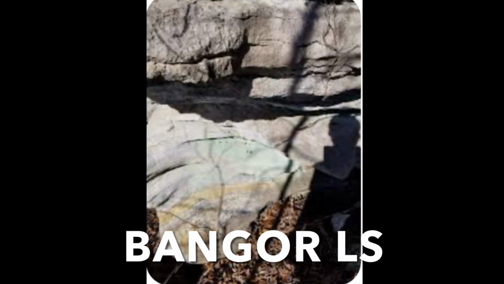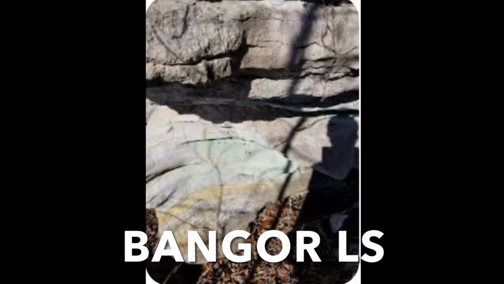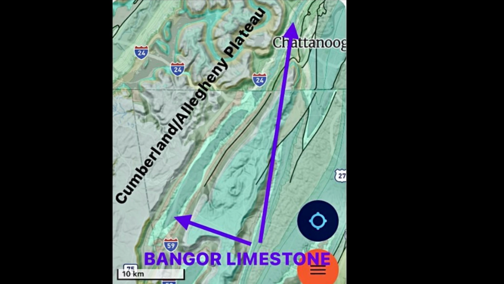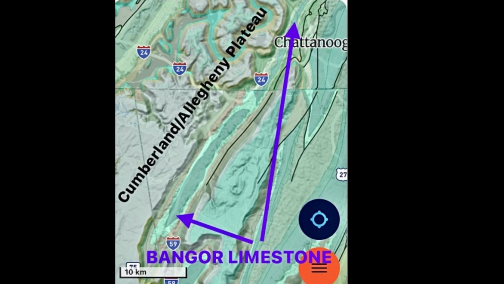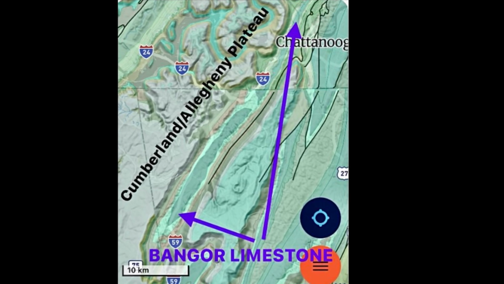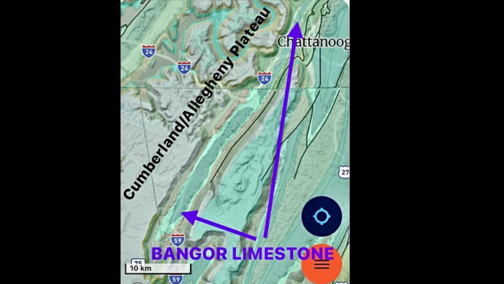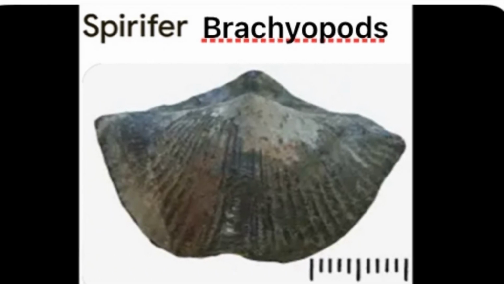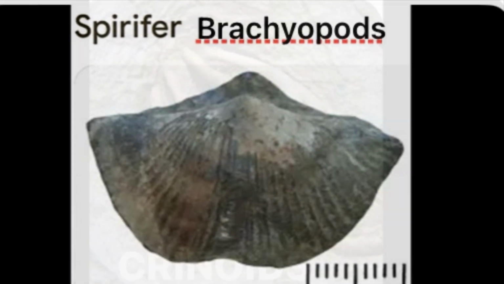I find very little chert in this. And this map just shows you where you can find the Bangor limestone at the base of the Cumberland Plateau in Georgia. Mississippian period fossils for your viewing enjoyment.